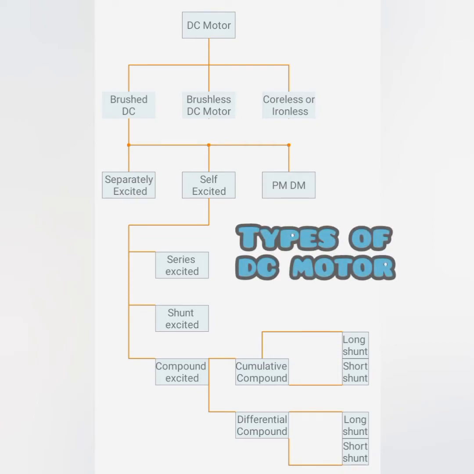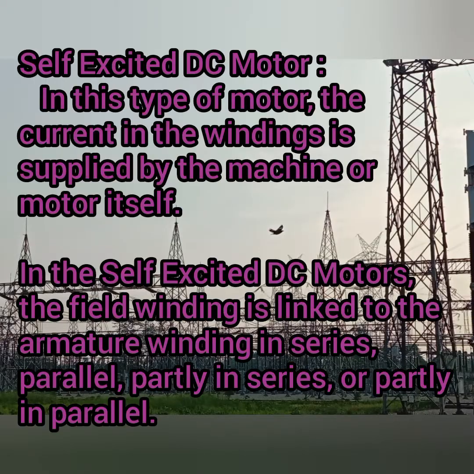This self-excited motor is subdivided into three types. One is your series, second one is your shunt, and third one is your compound. And this compound is further divided into a cumulative and differential, then long and short shunts. So coming up to the self-excited motor, it is a type of motor that the current in the winding is supplied by the machine or through the motor itself. So from the name itself, you can easily know that the excitation takes place by the motor itself.